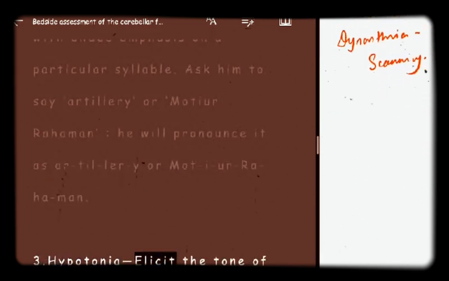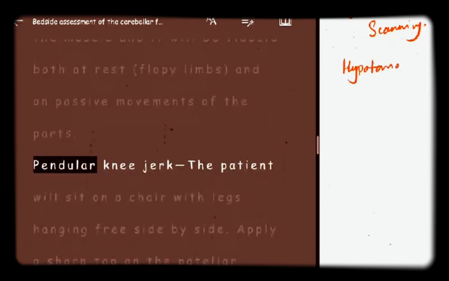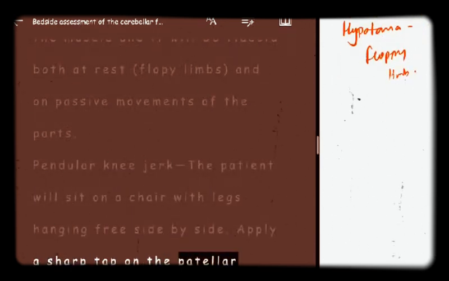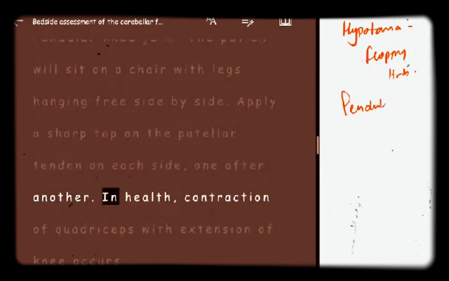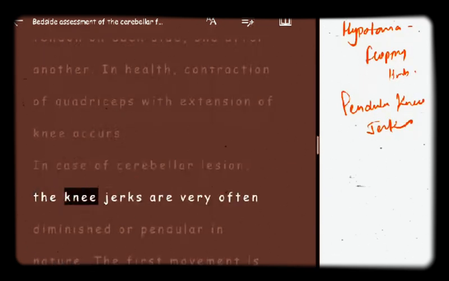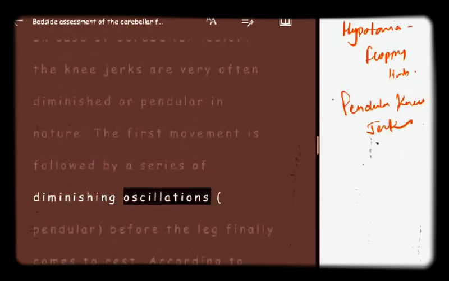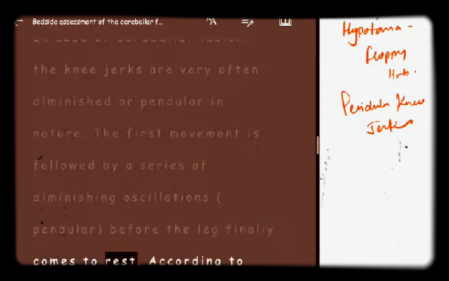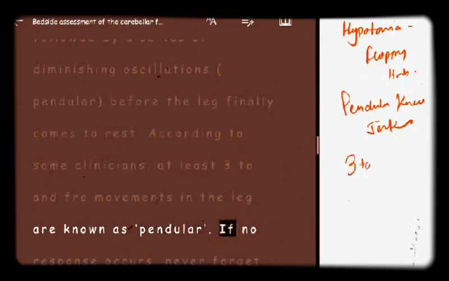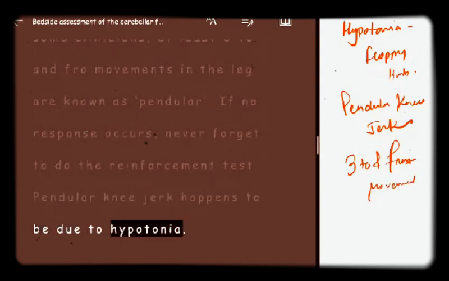3. Hypotonia: elicit the tone of the muscle and it will be flaccid both at rest, floppy limbs, and on passive movements of the parts. Pendular knee jerk: the patient will sit on a chair with legs hanging free side by side. Apply a sharp tap on the patellar tendon on each side, one after another. In health, contraction of quadriceps with extension of knee occurs. In case of cerebellar lesion, the knee jerks are very often diminished or pendular in nature. The first movement is followed by a series of diminishing oscillations, pendular, before the leg finally comes to rest. According to some clinicians, at least 3 to-and-fro movements in the leg are known as pendular. If no response occurs, never forget to do the reinforcement test. Pendular knee jerk happens to be due to hypotonia.